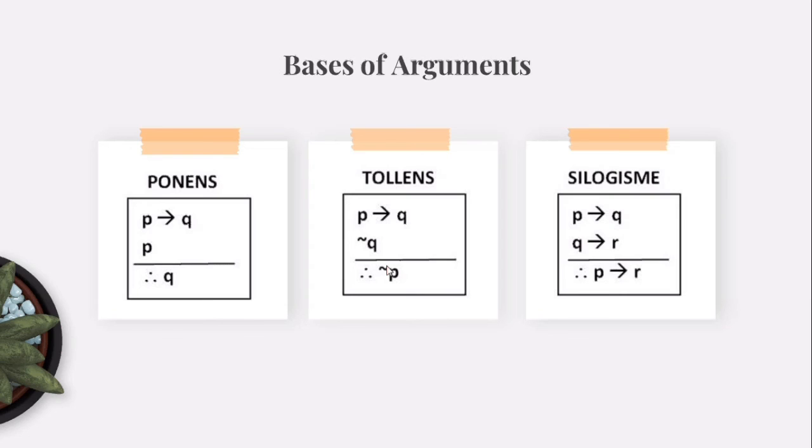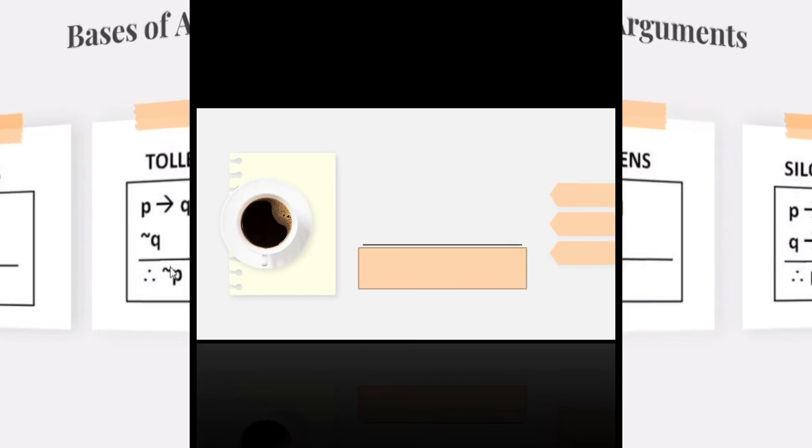Example, premise 1: if she is sick, then mother will take the medicine. Premise 2: mother is sick. So, the conclusion is mother will take the medicine.